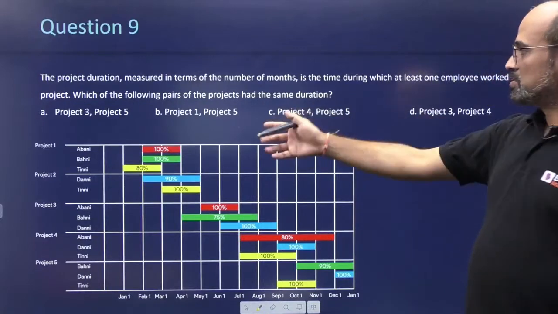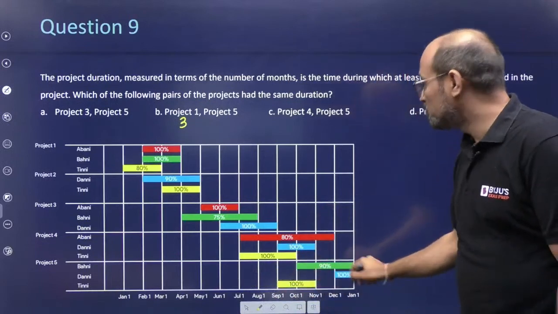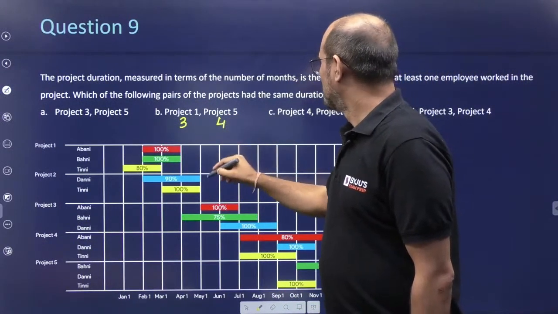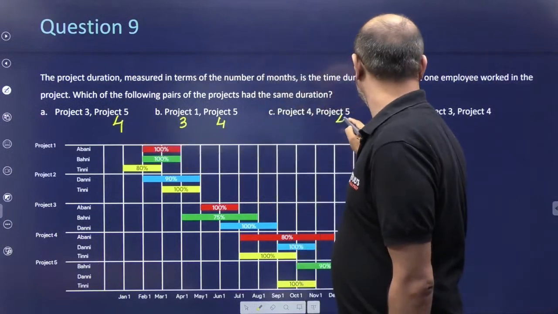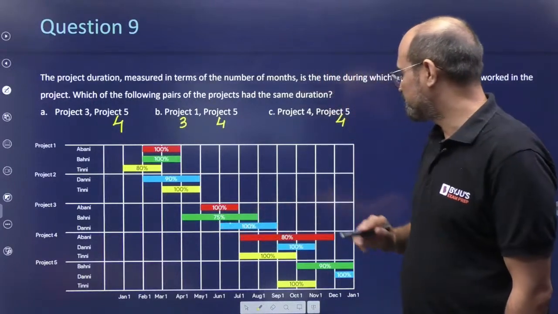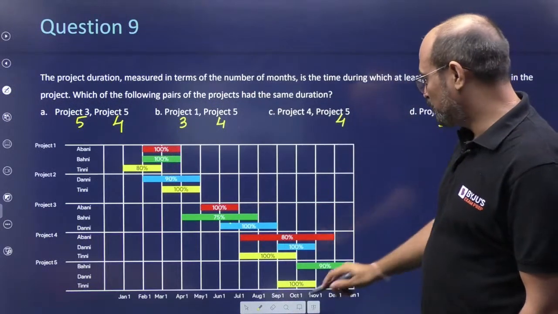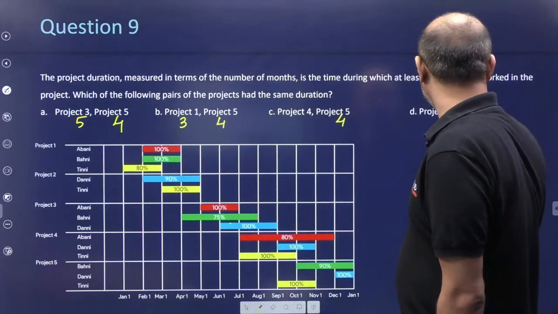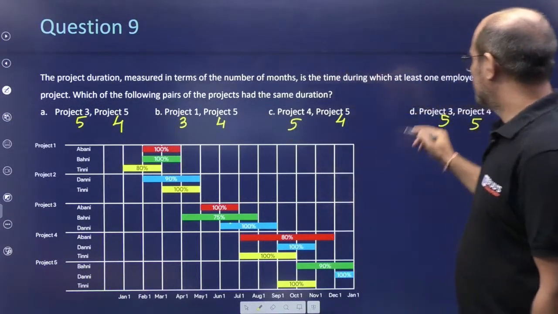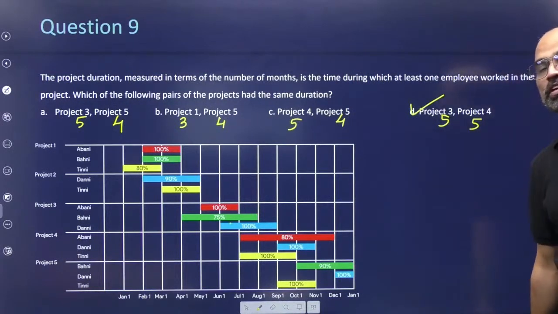So project 1 is here, which is 3 months. If I look at project 5, this is 1, 2, 3, 4. Project 5 is 4 months. If you look at project 3 is 1, 2, 3, 4, 5. Project 3 continued for 5 months. If you look at project 4, this is 1, 2, 3, 4, 5. So project 4 is also 5 months. So we can say that option D is the only option where both the projects worked for an equal number of months. Right?